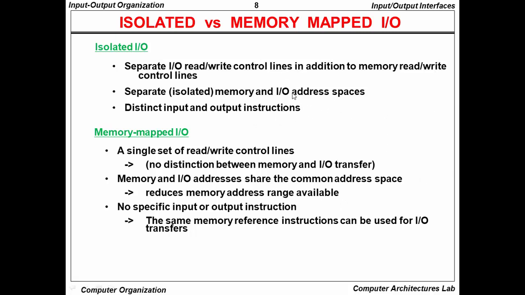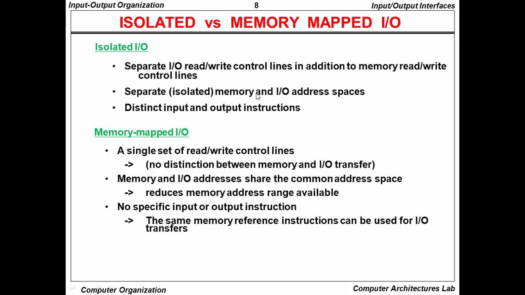In isolated IO, the IO transfers are isolated from memory. A separate address space is available for the IO addresses and IO transfers. So in memory there is a reserved portion for normal memory operations and different IO operations. There are a few address ranges for the memory operations only, and a few addresses in the memory are reserved for the IO addresses only.